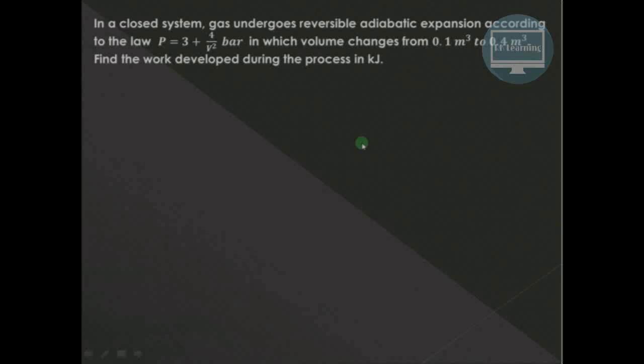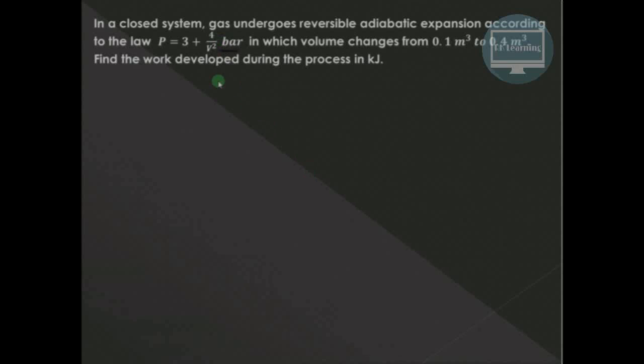Now suppose in a closed system, the gas undergoes a reversible adiabatic expansion process and it follows the law pressure P is equal to 3 plus 4 upon V square, and the unit for this pressure that is given over here is bar. So this is important. We have to convert this bar into kilopascal by multiplying this value by 10 raised to 2, in which the volume changes from 0.1 meter cube to 0.4 meter cube.